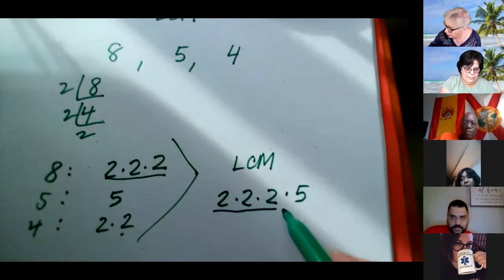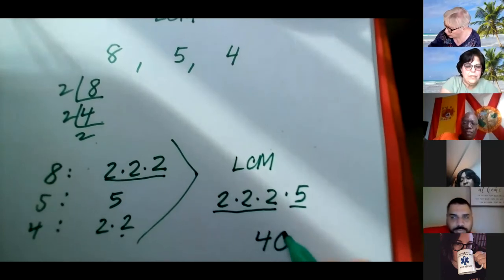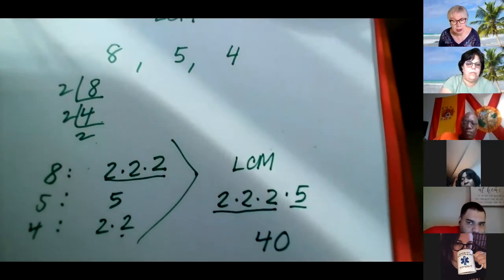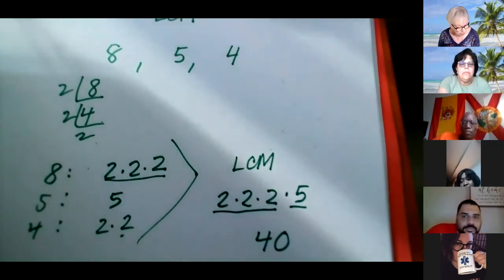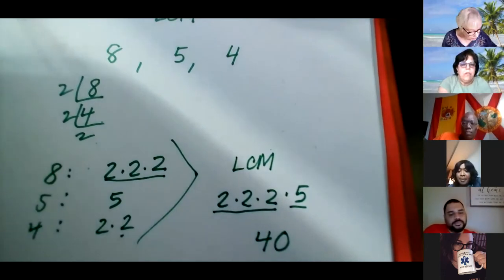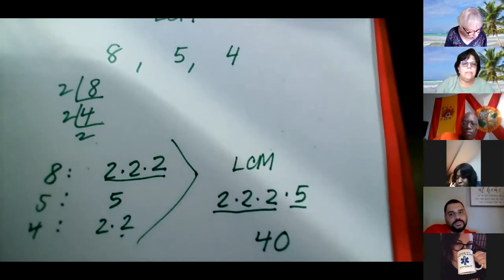This is 8 times 5 is 40. That is your least common multiple. Okay. Now, what they do with this, of course, is to actually do some adding.